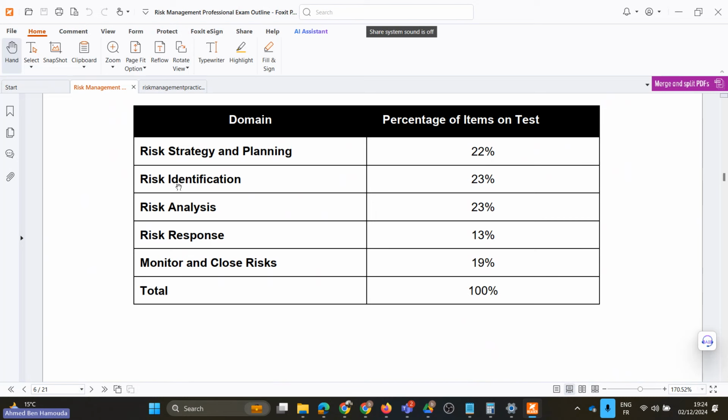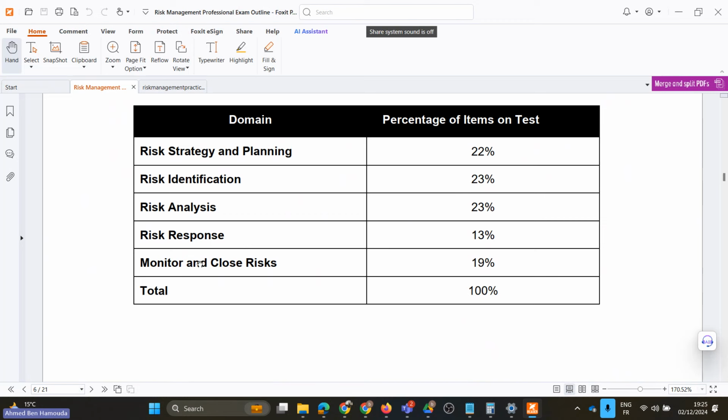And then, how to identify risks: techniques for risk identification, proactive risk identification, etc. We will see this in detail, along with tools and techniques for identifying risks. That's 23% of the exam. Analyzing risks qualitatively and with more advanced analysis like quantitative analysis, and different analysis tools, software, and techniques. That's 23% of the exam. How to respond to risks, both positive and negative risks, opportunities and threats. That's 13% of the exam.